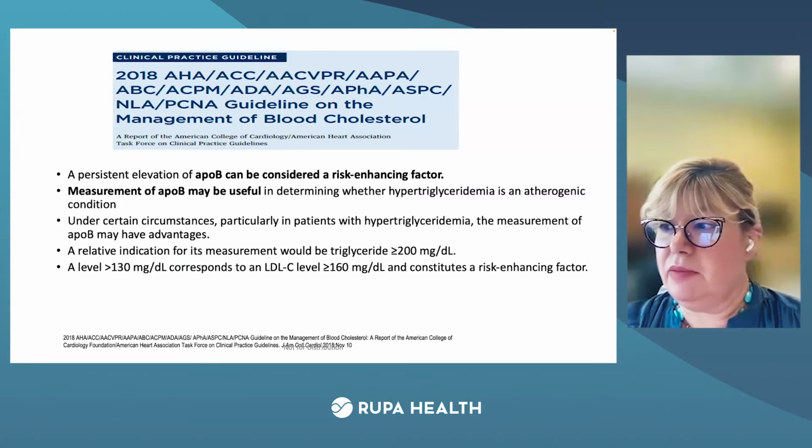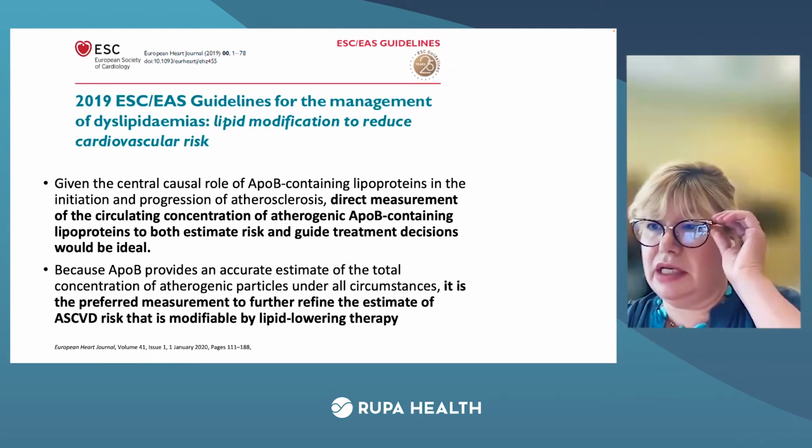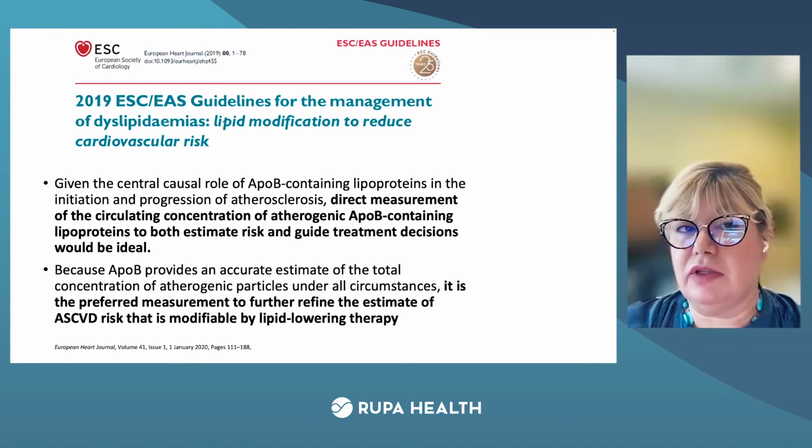Now, the guidelines have begun to recognize the impactful role that ApoB plays. The American guidelines in 2018 considered it a risk-enhancing factor, and they recommend its measurement particularly in situations where triglycerides are 200 or more, because as you heard previously, those may actually interfere with LDL calculation. On the European side, the European guidelines that were released a year later, in 2019, do advise that direct measurement of atherogenic ApoB lipoproteins needs to be provided to both estimate risk as well as to guide treatment decisions. And it should be the preferred measurement to further refine the modification of lipid-lowering therapies.